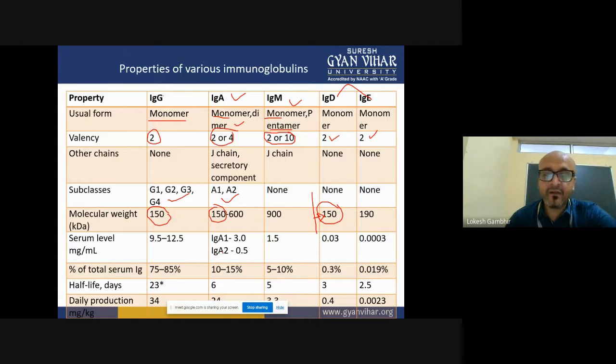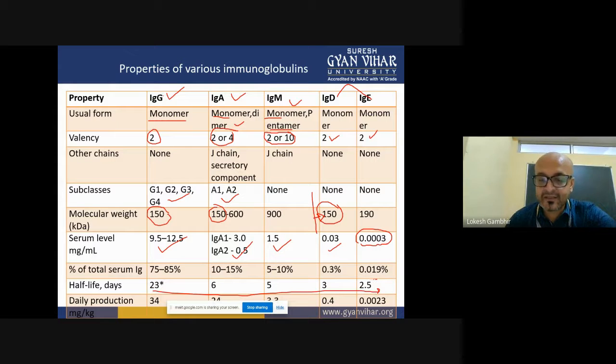Then the serum level is very clear. Highest is IgG, then A, then M, then D, and then E, which is 0.003 mg, almost 0.3 micrograms per ml. For half-life, IgG is highest, then A, M, D, and E, and that is what we have established here.